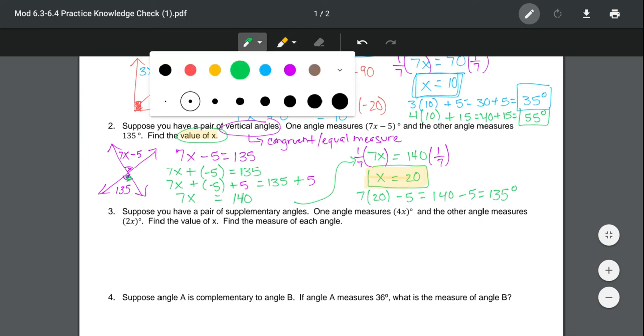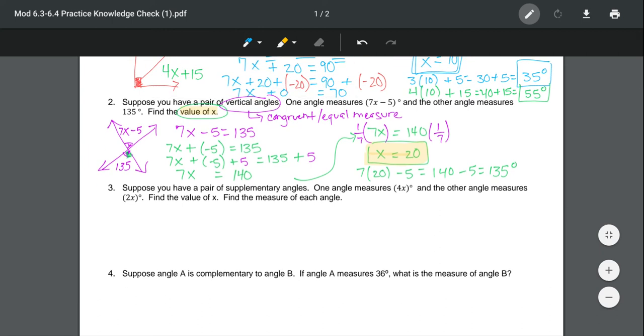Okay. On number 3, it says, suppose you have a pair of supplementary angles. So supplementary angles add up to 180 degrees. So you want to make a note that the sum of these supplementary angles is 180 degrees. So one angle is 4x degrees and the other angle is 2x. Find the value of x, then we find the measure of each angle.